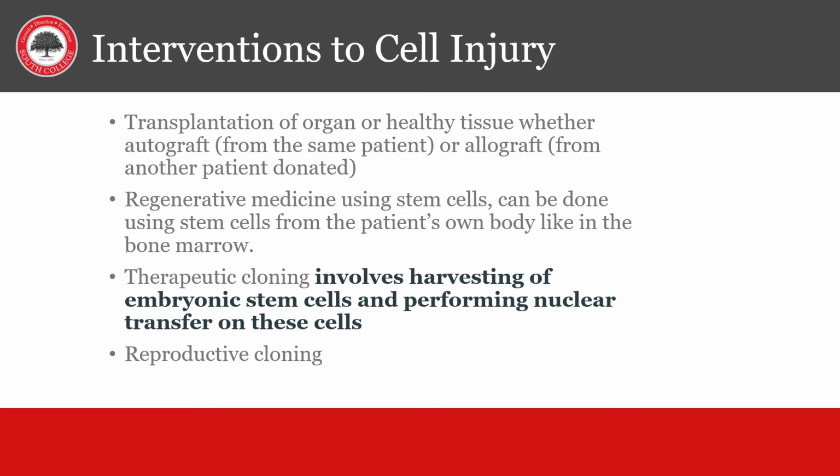To correct cellular injury, we can do transplantation of tissue or organs, either from oneself, which is an autograft, or from a donor, which is an allograft. Regenerative medicine is done using the stem cells from one's own body. Therapeutic cloning is done using embryonic stem cells and is most controversial.